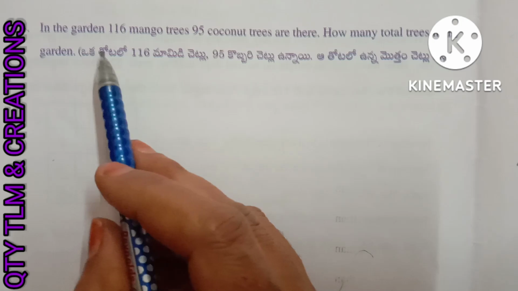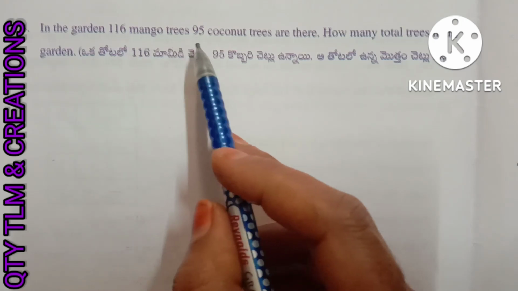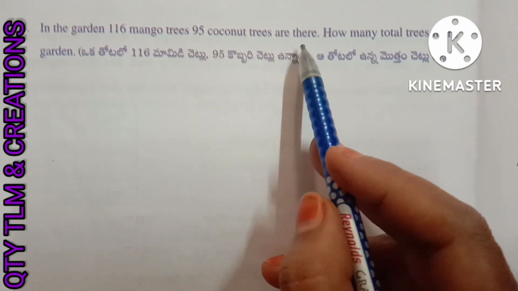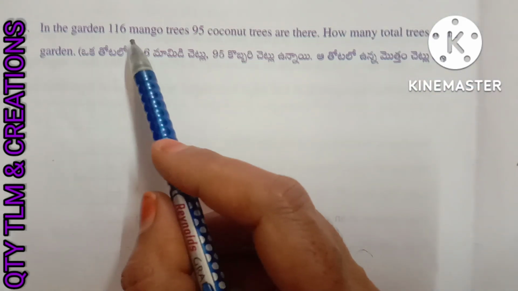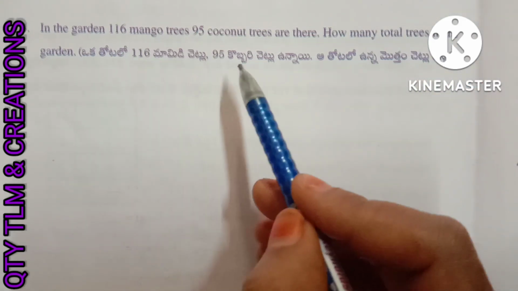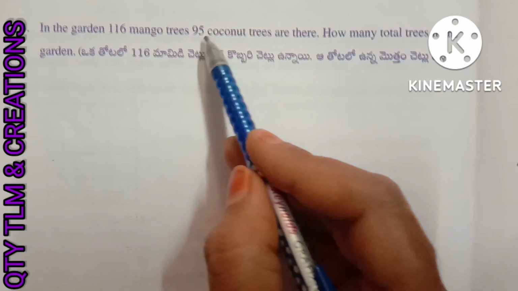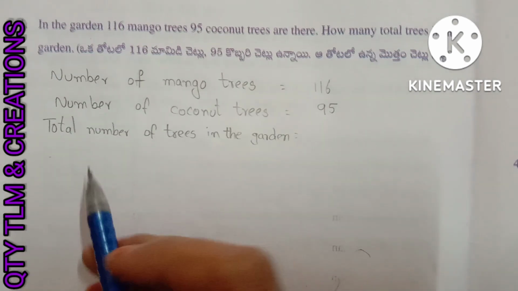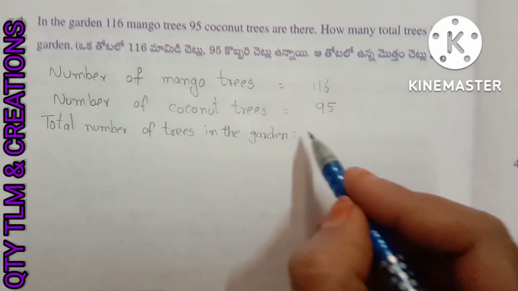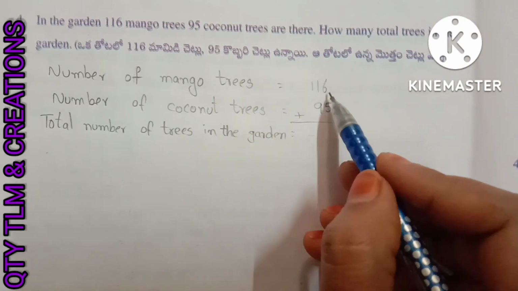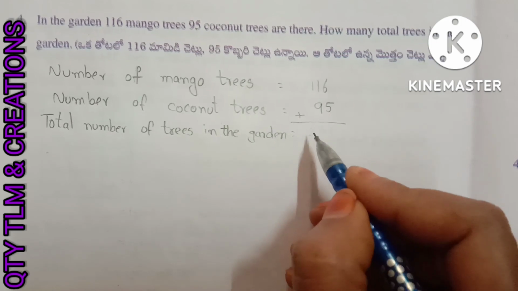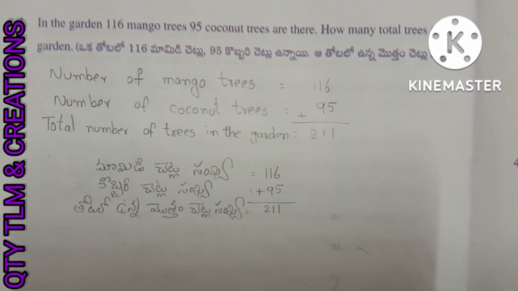Next question. In the garden, 116 mango trees, 95 coconut trees are there. How many total trees in the garden? Number of mango trees, that equals 116. And number of coconut trees, that equals 95. So total number of trees in the garden, here we have to add 116 plus 95. We get 211. Remaining worksheets will continue in another video.